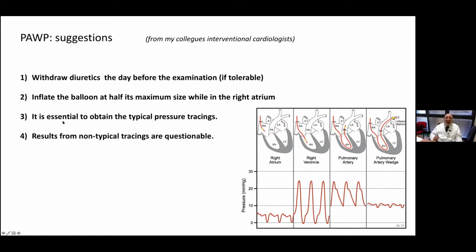And second, it's essential to obtain the typical pressure tracings, and not something in between, because results from non-typical tracings are questionable. The difference between a good exam and another that is not done correctly may be extremely important, because this is the most important thing: that you measure correctly.